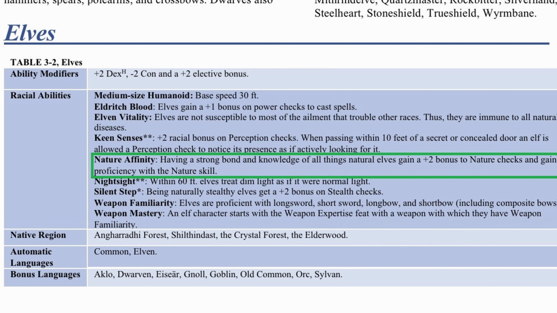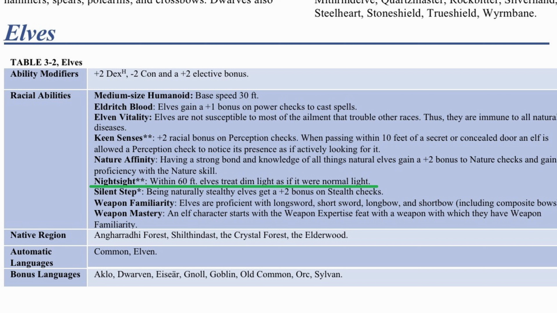In addition, this system also reflects the very traditional bond that elves have with nature, and thus they gain nature affinity, which allows them a +2 bonus on nature checks and gives them an automatic proficiency with the nature skill. And just like dwarves, elves also gain the night sight ability to a range of 6 feet. The silent step racial feature reflects their stealthy nature and allows them a +2 bonus on stealth checks. Elves gain weapon familiarity with the sword, the short sword, the longbow, and the short bow. This of course includes composite bows.